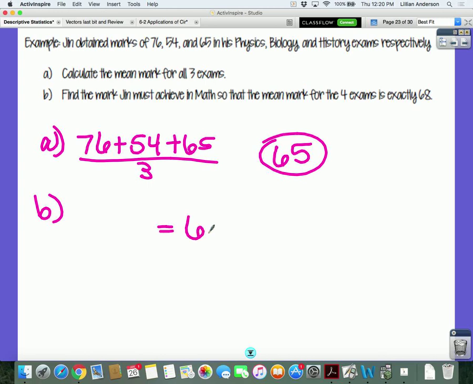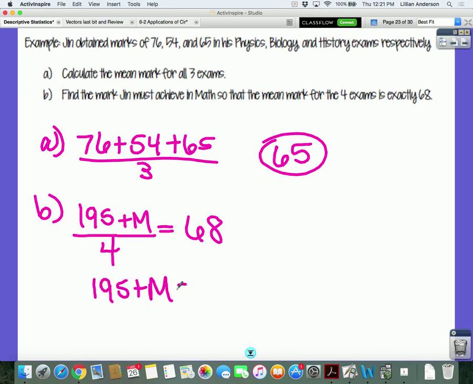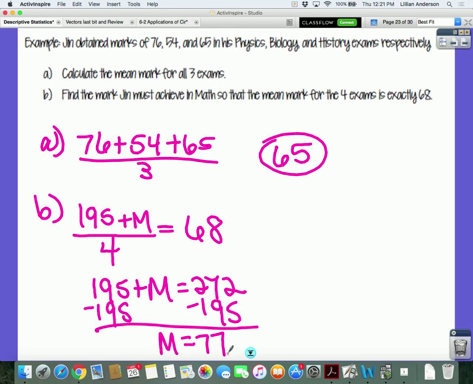Okay, so it has to be exactly, I'm sorry, 68. So that means he's now going to take 4 tests, not 3, and that math test would have to be added to the total he already has. What's the total here? 195. Multiply both sides by 4. What is 68 times 4? 272. Subtract 195 from both sides, and so his math score would need to be a 77, so that his average for all 4 tests could go up to a 68. Everyone get that?